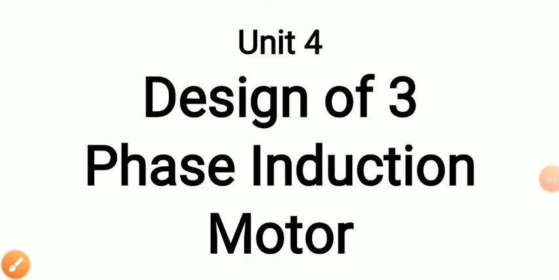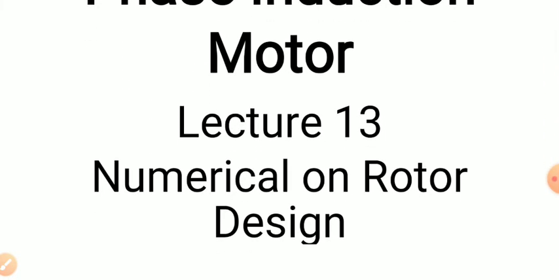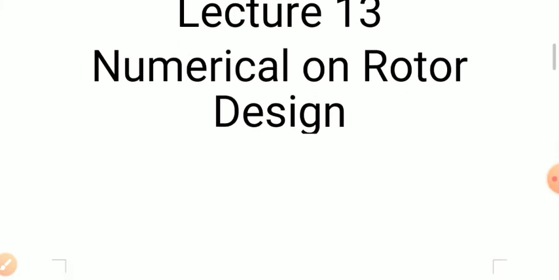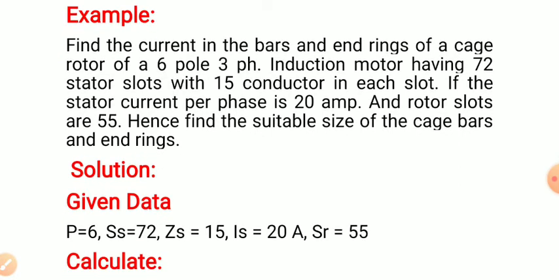In this lecture, we will solve a numerical on rotor design of a three-phase induction motor. The numerical is: find the current in the bars and end rings of a cage rotor of a 6-pole 3-phase induction motor having 72 stator slots with 15 conductors in each slot. If the stator current per phase is 20 ampere and rotor slots are 55, hence find the suitable size of the cage bars and end rings.